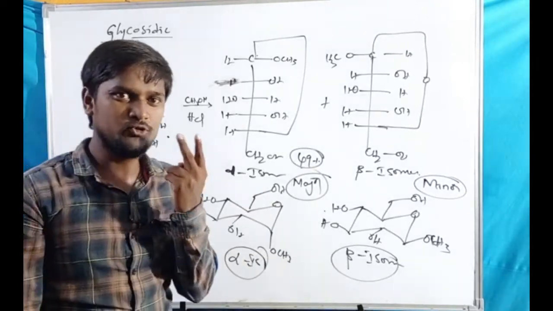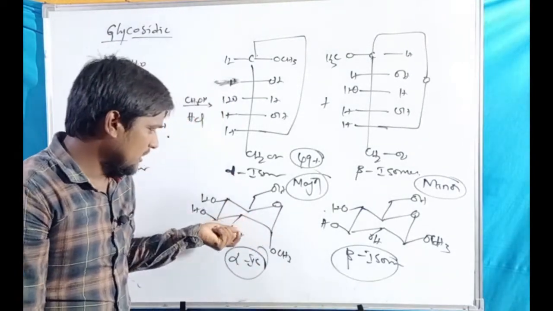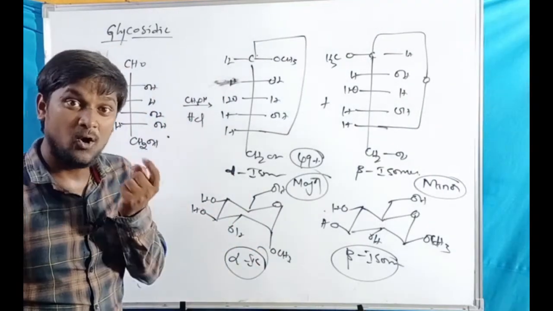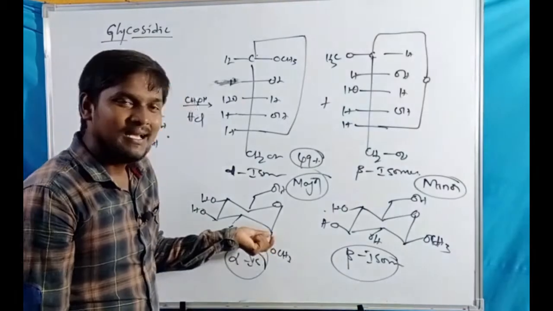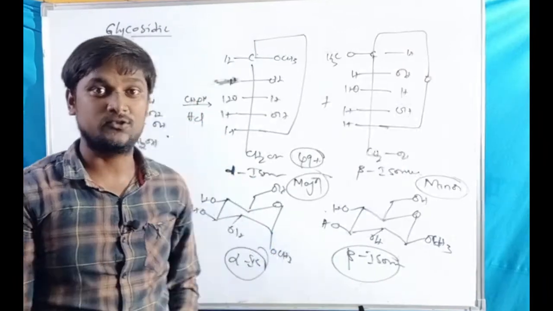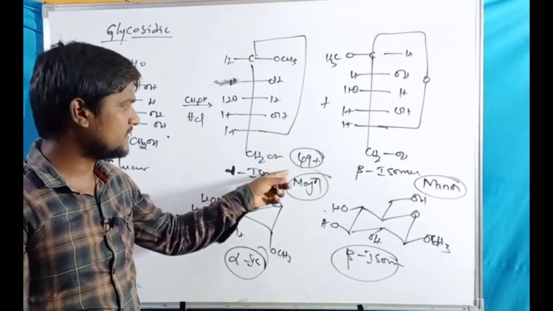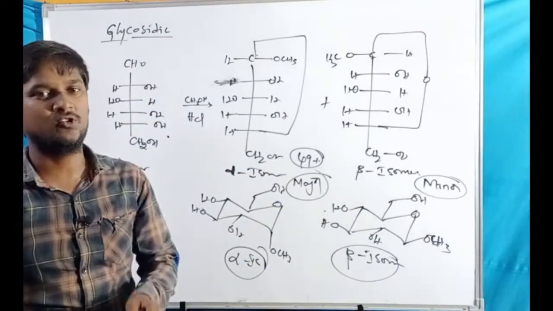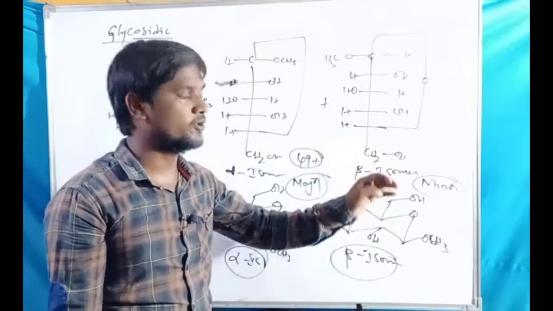Okay, now we have two doubts. One is how, among the five hydroxyl groups, only one hydroxyl group can convert into ether. That is the first doubt. Now the second: alpha is the major isomer. Why is it the major isomer when compared to the beta isomer?